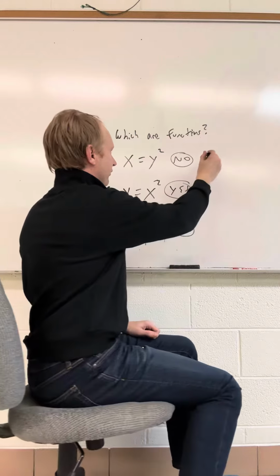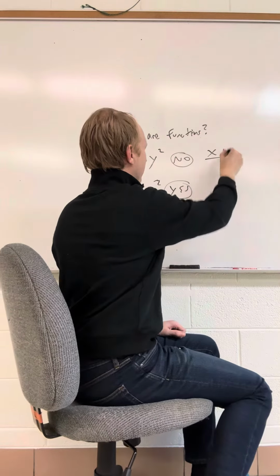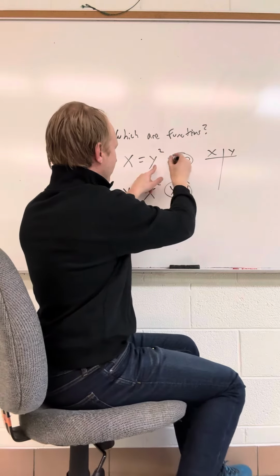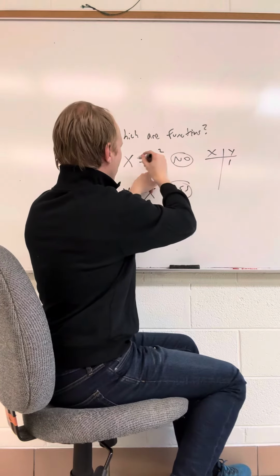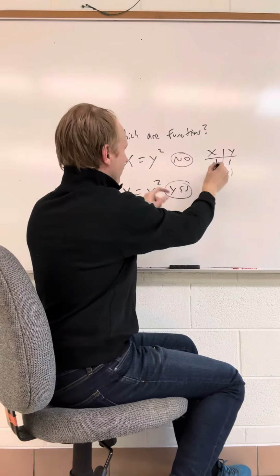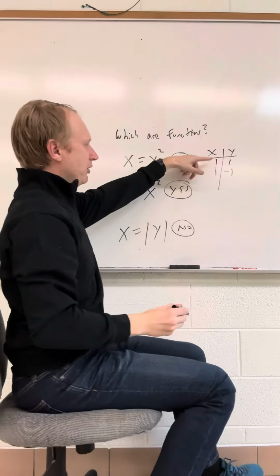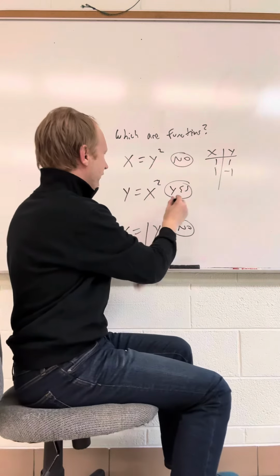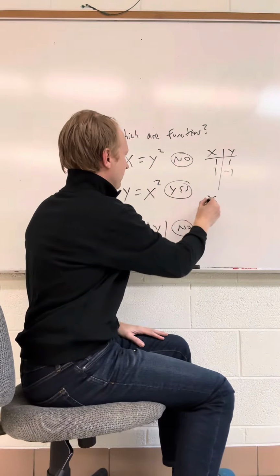So let's make a table for the first one here. We're going to put numbers in for y, right? So if I put 1 in for y, we get 1. 1 squared is 1. If I put -1 in for y, -1 squared is 1. See how that works? We get repeating ones going to different y values. That's why it's no.